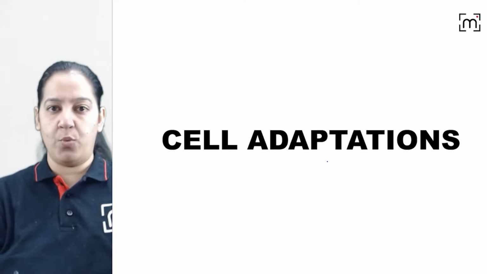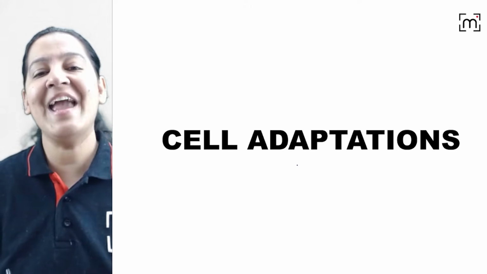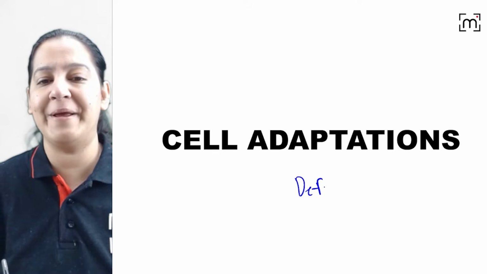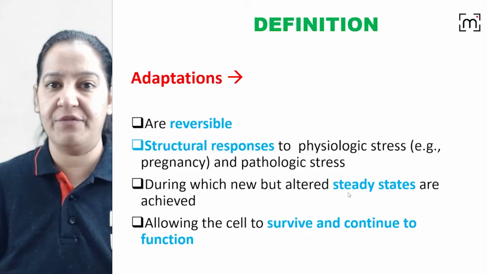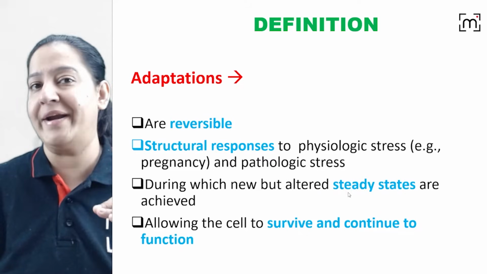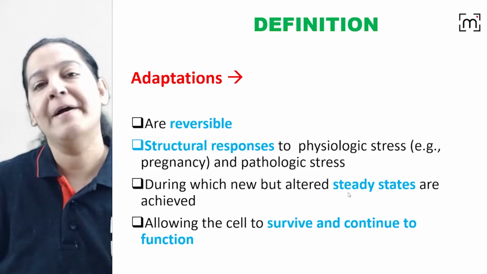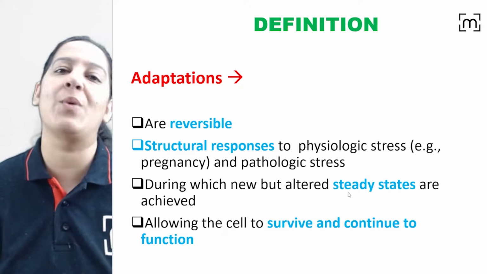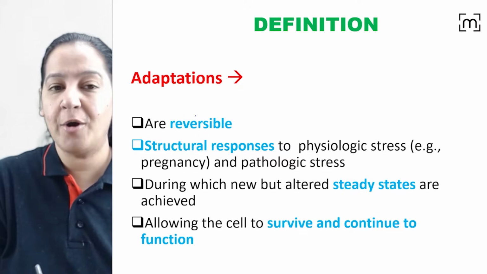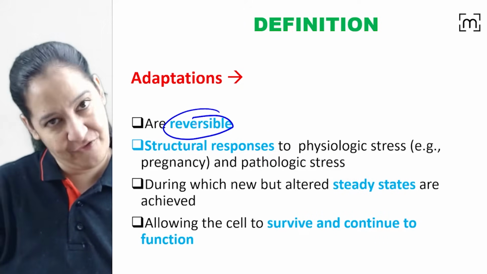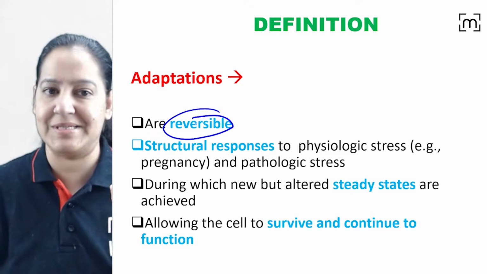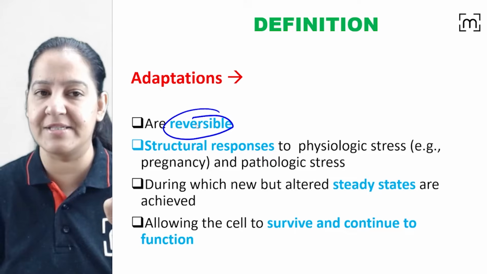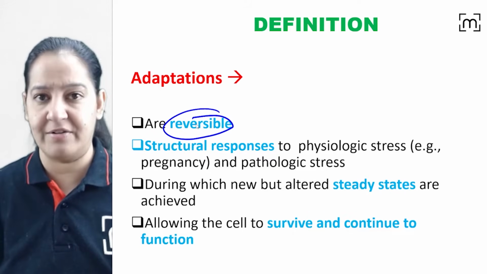Let me start chapter 1, adaptations. Can you define adaptation for me? Can anyone give the definition of adaptation? This is the definition of adaptation. I have converted it into points for the sake of understanding. Let me explain all the points one by one. So what are adaptations? The first thing, they are reversible. Of course, once you remove the stress, again it will be under homeostasis. The cell will be in homeostasis. So they are reversible. All 5 types of adaptations are reversible.